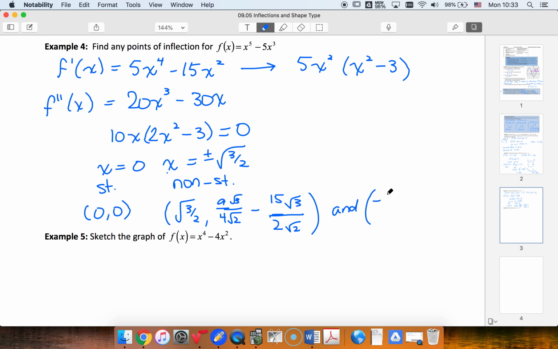The second is plugging in negative root 3 over 2, which will give me negative 9 root 3 for root 2 plus 15 root 3 over 2 root 2. So there's our points of inflection.